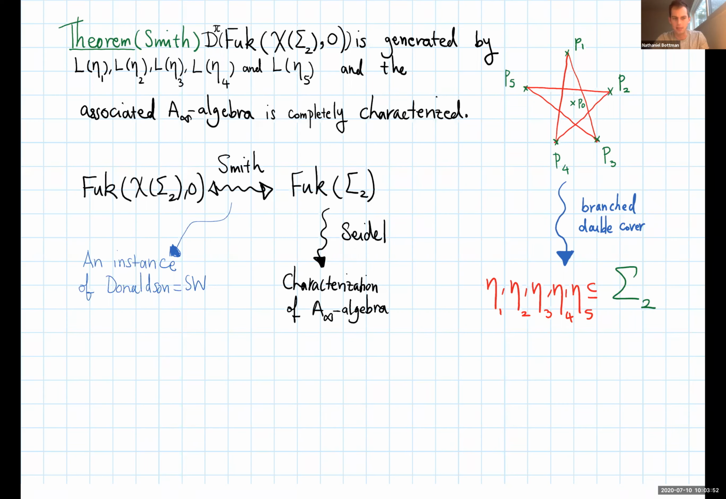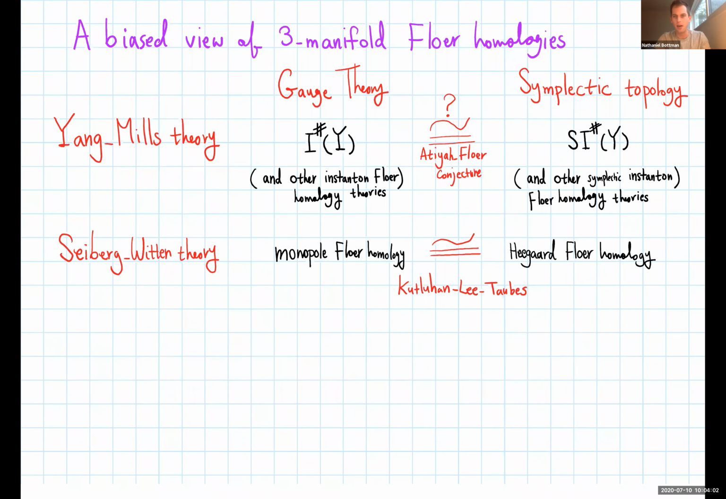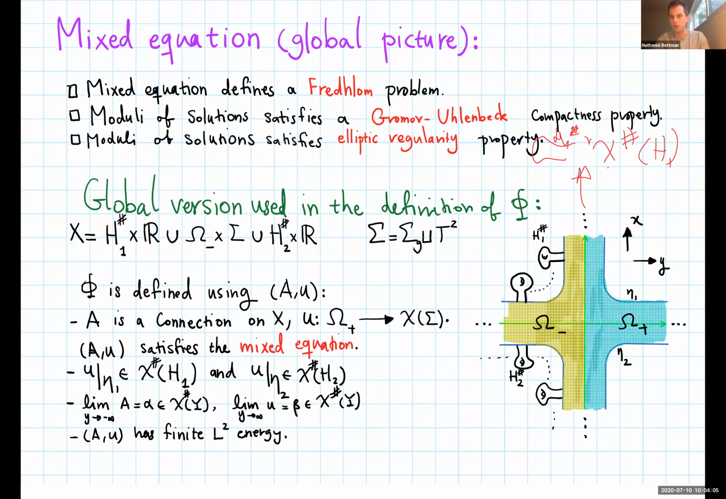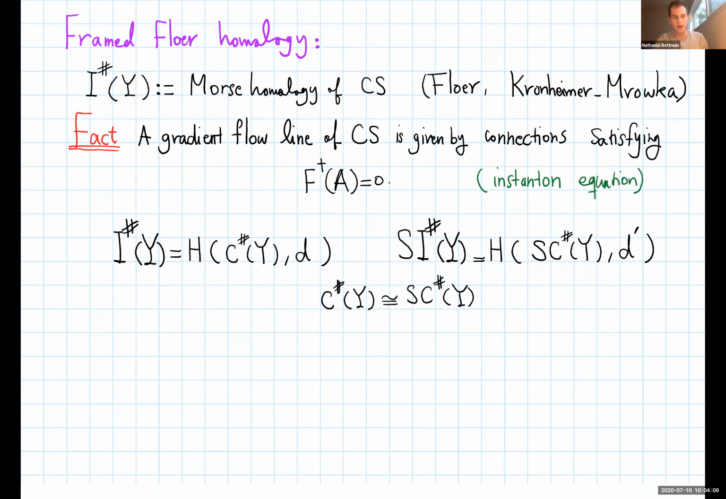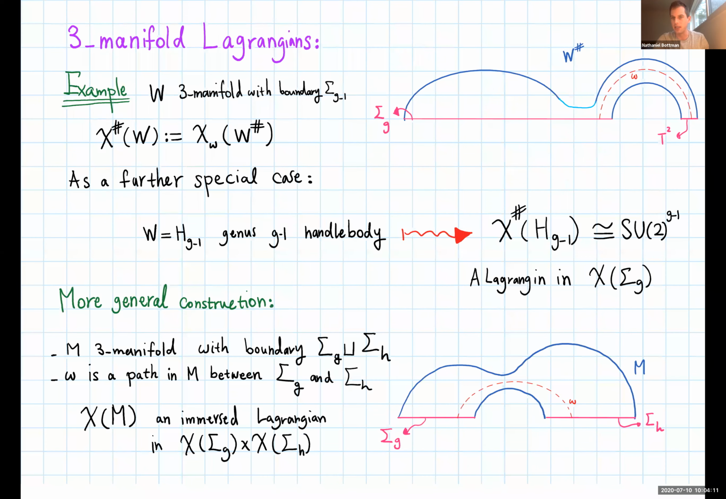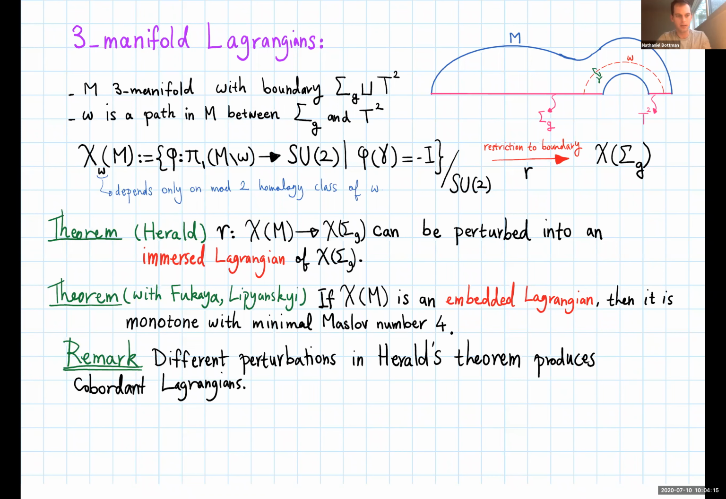I wanted to ask about something from near the beginning of the talk, about how you have this Lagrangian chi of M inside of chi of sigma g. You had this result about what you can say when that's embedded. Is it typically the case that it's embedded or immersed or what?